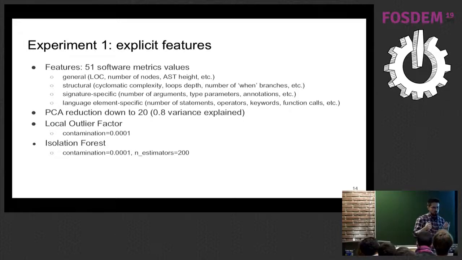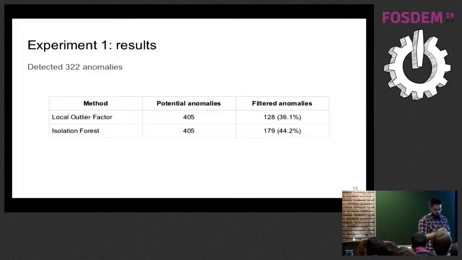We ran local outlier factor and isolation forests on it. The contamination parameter here is basically the proportion of outliers in the data set. And this is another design decision, because we have no idea how many anomalies there are. So we just set it to some small number, like 0.01%, to keep the results observable by humans. That left us with 0.01% of 4 million, 400 functions, which we manually observed and selected 322 anomalies that could have been of interest to language developers.